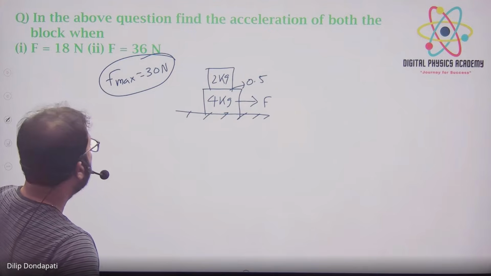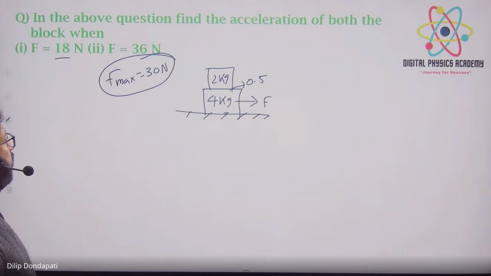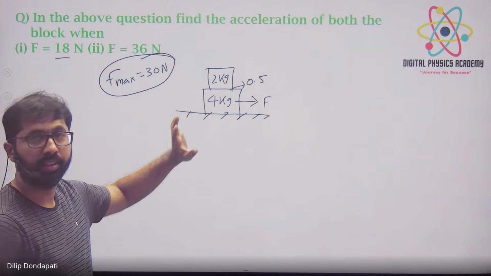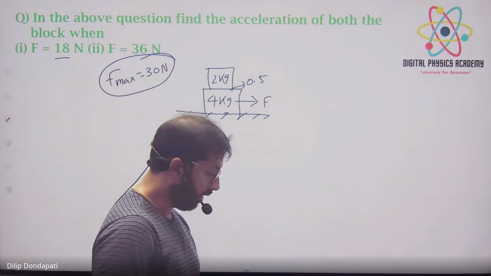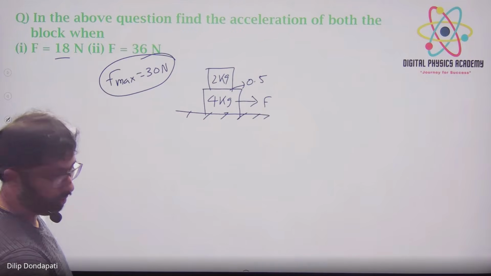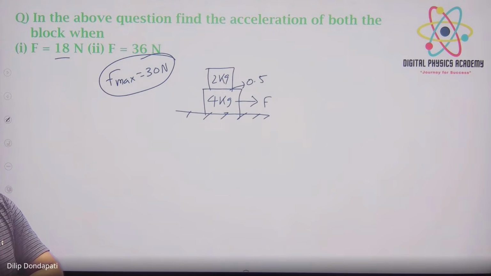Now tell me, in the first case, 80 newtons. With 80 newtons, both blocks will move with the same acceleration, right? Try to find the acceleration. 5 meters per second square. Okay, let's see. And this one, 10. Yeah, 5. Okay.